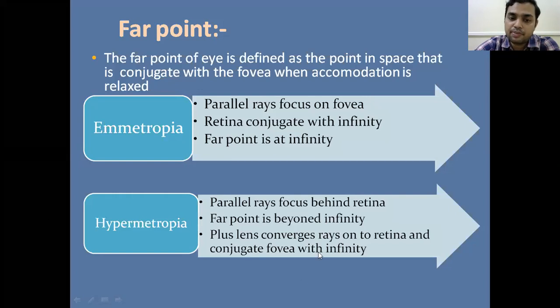Whereas in hypermetropia, the parallel rays are focused behind the retina and the far point is beyond infinity. Because the rays are focused behind the retina, the far point is a point source that is conjugate with the fovea. So in hypermetropia, the far point is beyond infinity. So we need a plus lens to converge rays. In order to focus the light rays onto the retina, we need a plus lens to make infinity conjugate with the fovea. So we need plus lenses in hypermetropia.